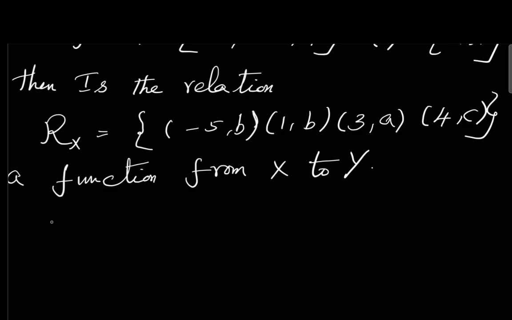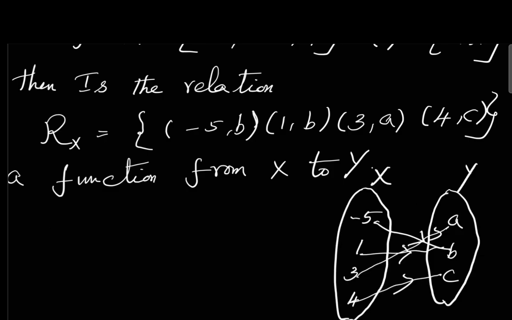This relation is a function. So you can draw this in an arrow diagram also. See, in the arrow diagram, all the elements of the set X have unique images in the codomain Y. So therefore, R is a function. We say this is a function.